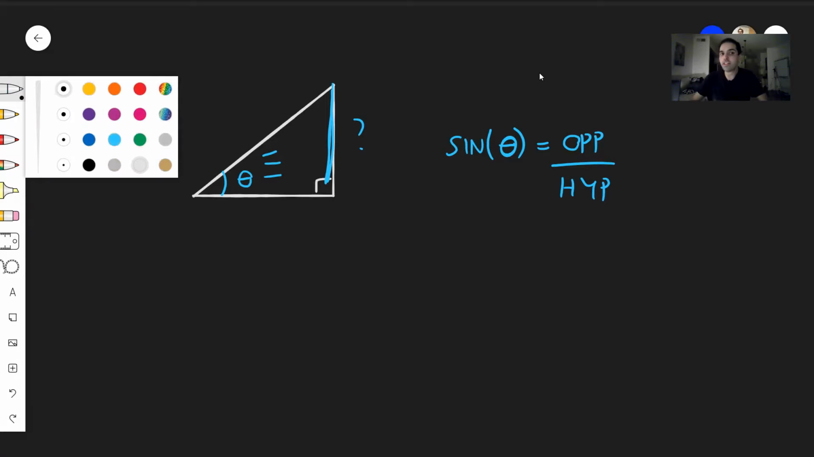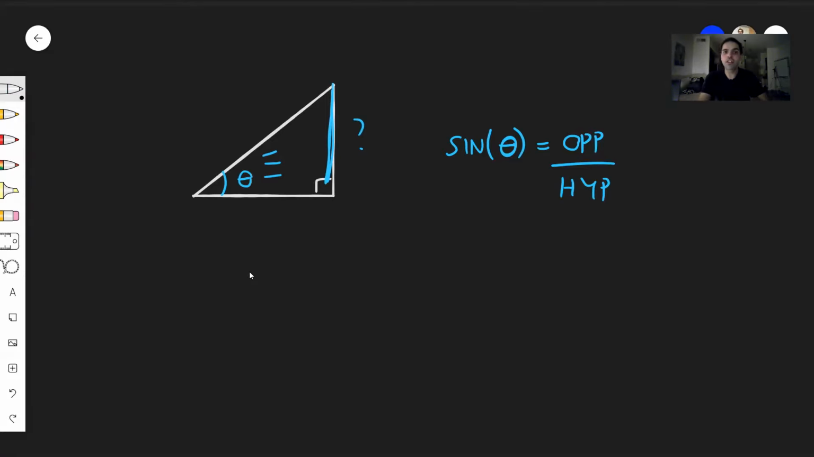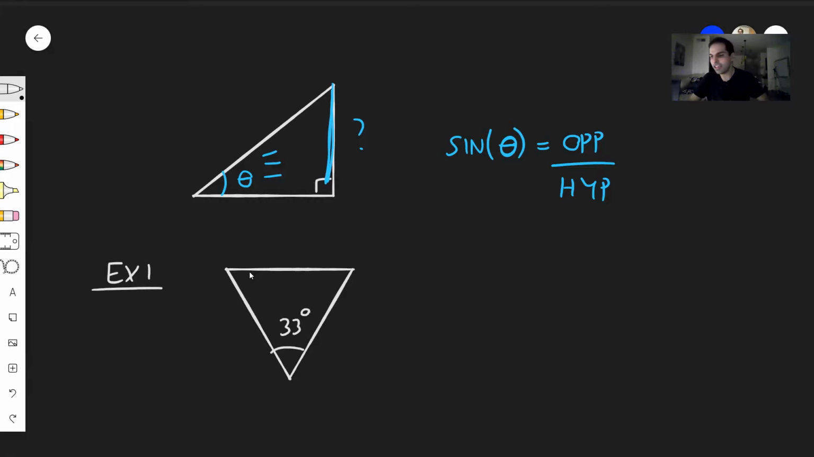Now, it turns out if you don't have a right triangle, you still have a similar formula. And in fact, let me first show you an example. Suppose you have the following triangle. This is 33 degrees, and then this side is 6.7, and this angle is 65 degrees.